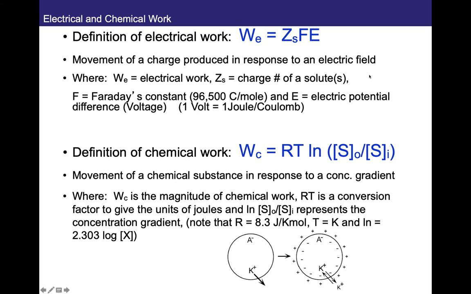Now the chemical work. The chemical work is equal to R. Now this is a different R value than the R that we used with osmotic pressure. Remember we used R? The units are different. That's why there's a different number. So for R, it's going to be 8.3 joules per Kelvin mole. Joules is a unit of energy. So it's going to be R times the temperature.